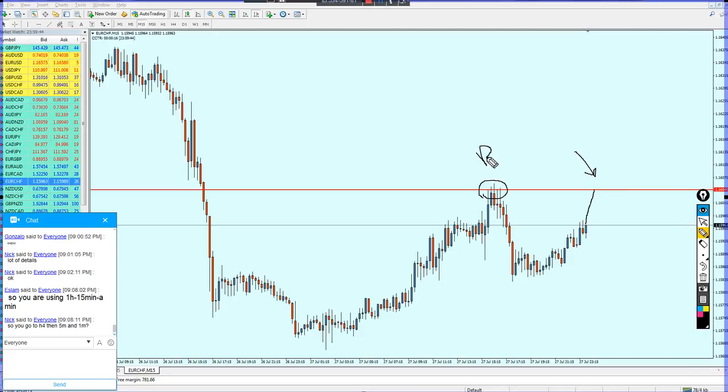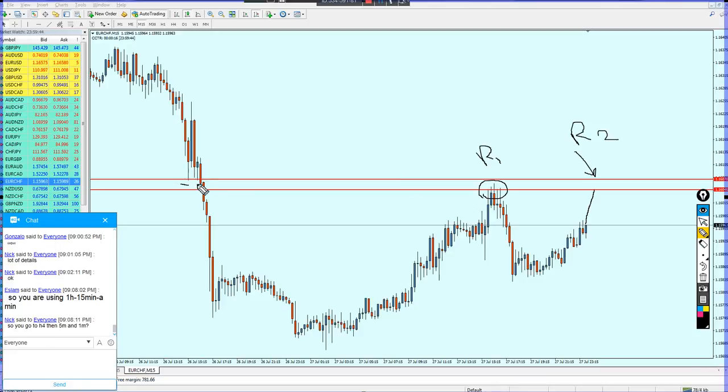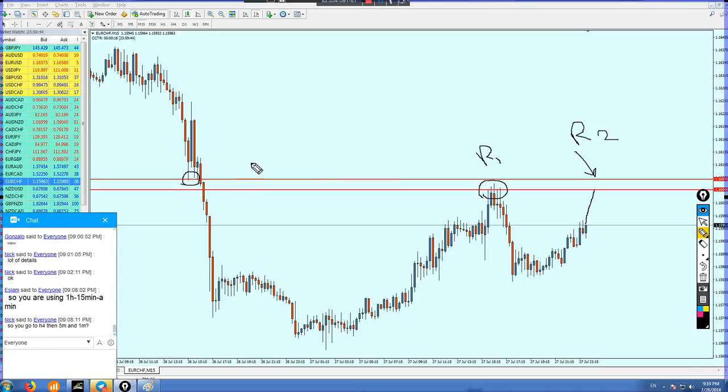This was resistance number 1 and this is resistance number 2. So here I can place my trade exactly on this line and my stop loss will be very short. Look at the left, guys. You see here a previous support, meaning there is a possibility that the market will go up a little bit here and then it will reverse.